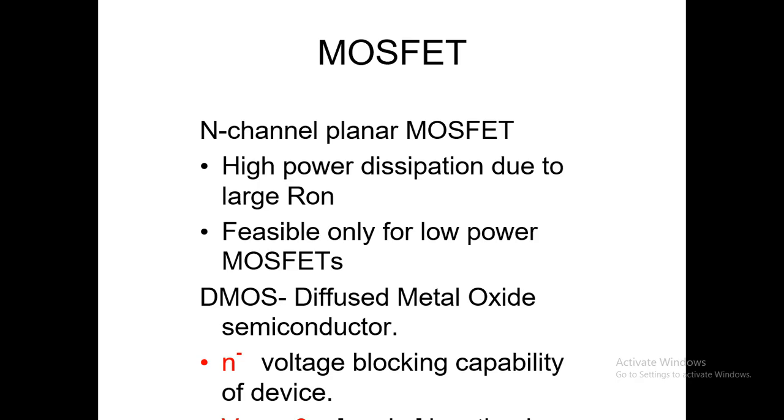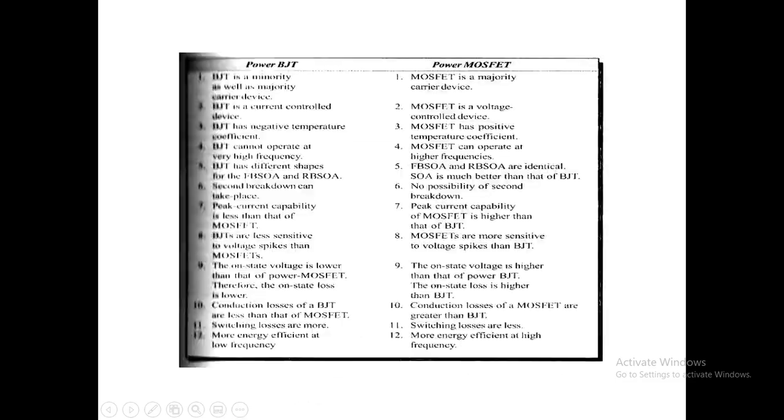So these are the characteristics of the n channel planar type or vertical type MOSFET. Planar type means horizontal type MOSFET, which has high power dissipation due to large on state resistance, and is feasible only for low power MOSFETs. And the DMOS type, that is the diffused metal oxide semiconductor, will have an n minus drift layer that will decide the voltage blocking capability of the device.